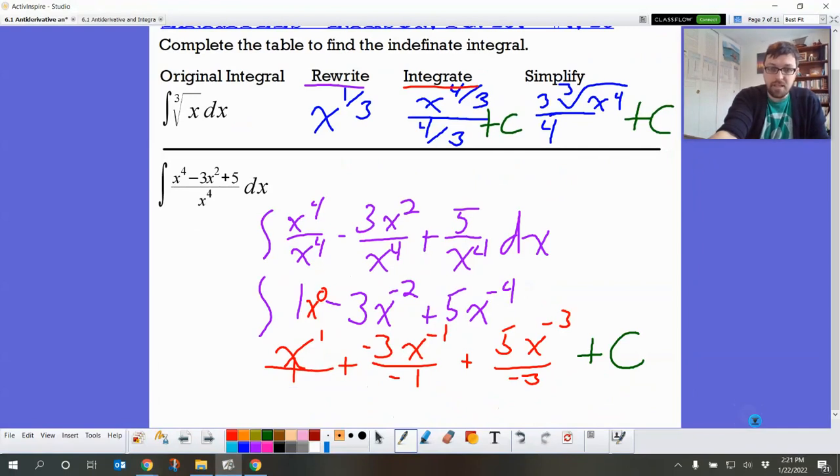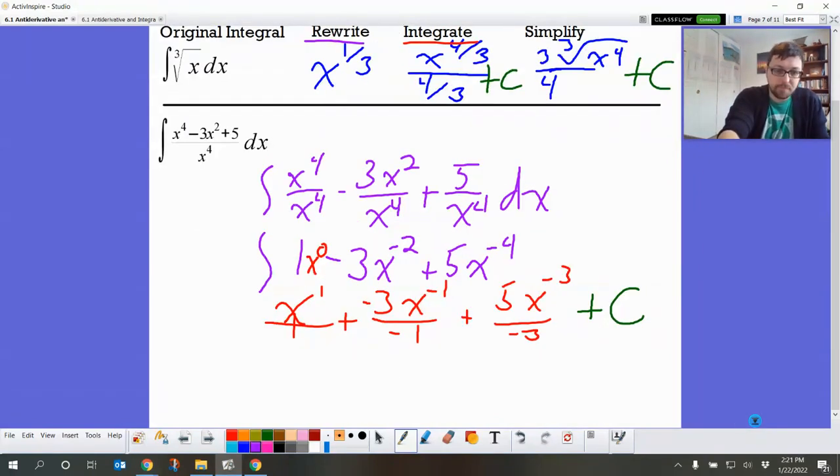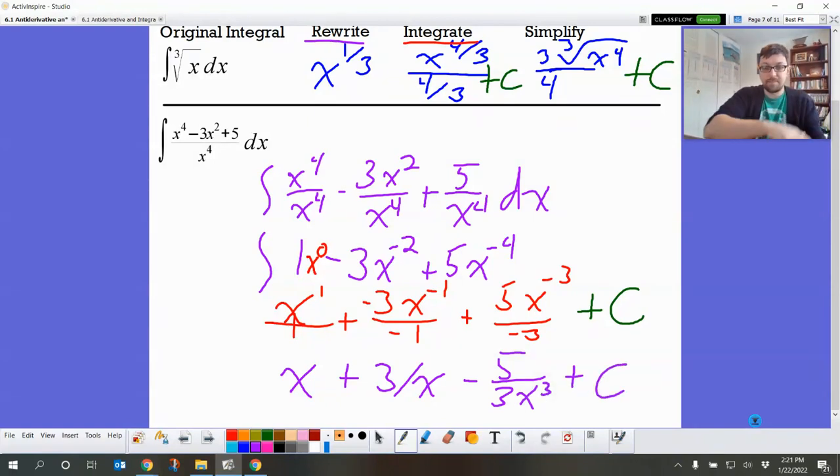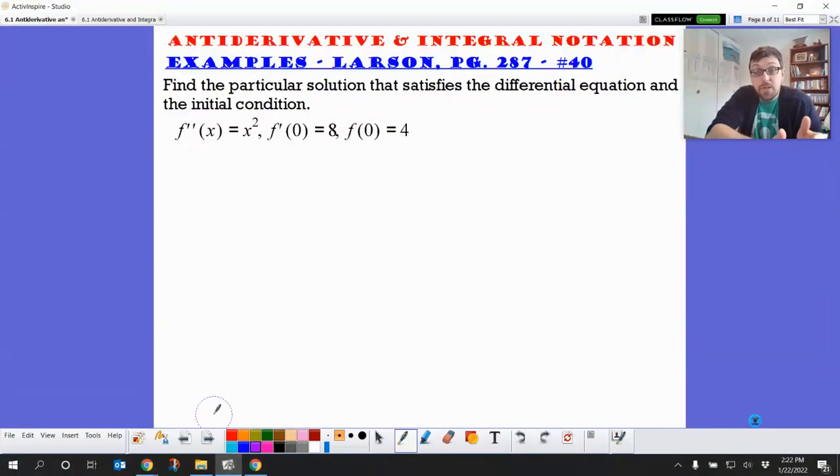Finally, let's just clean this problem up. So this is going to be x plus 3 over x minus 5 over 3x cubed plus c. And that's our integration. Now, we don't always need to keep that c there.